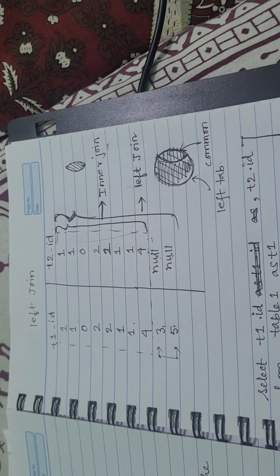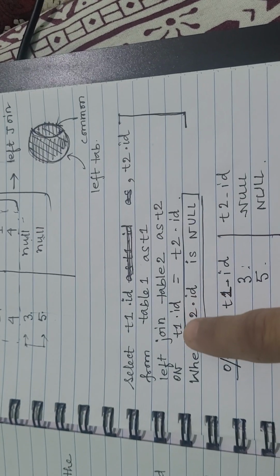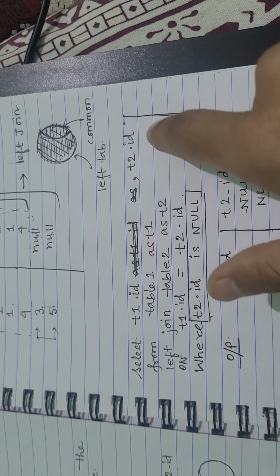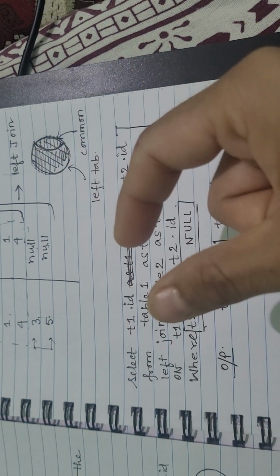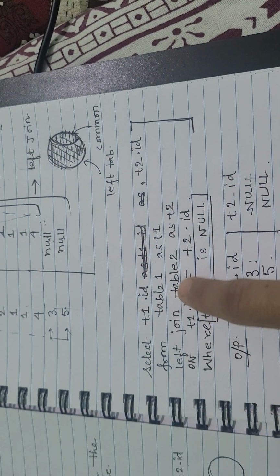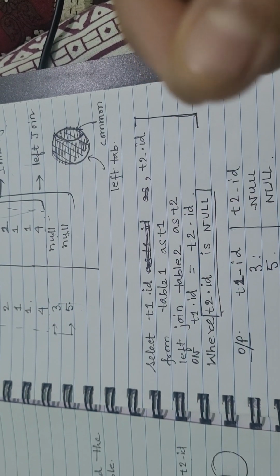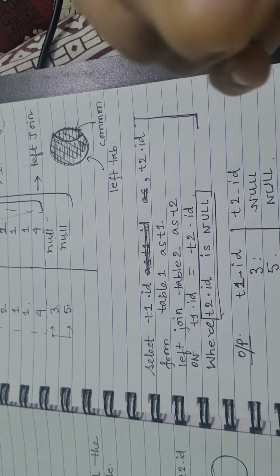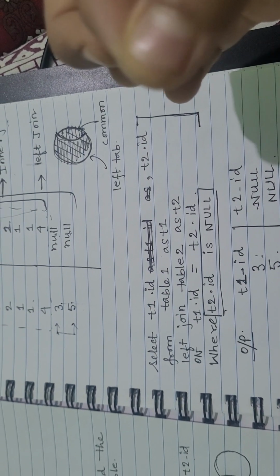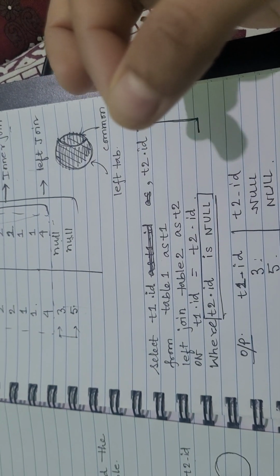You understand that? Okay, so now I have written the query also. This is select t1.id, t2.id. From the t1 table that id will come, from the t2 table that id will come, and that is from table 1 as t1. This is called an alias, that is, we are giving the table a short name, and henceforth we'll refer to that table with the name t1, not table 1. So this is called an alias in SQL.